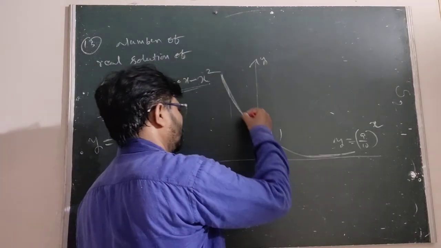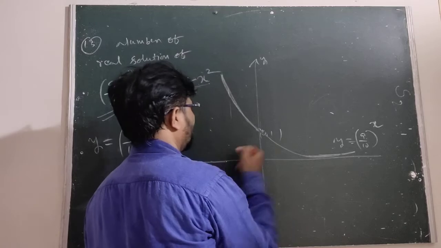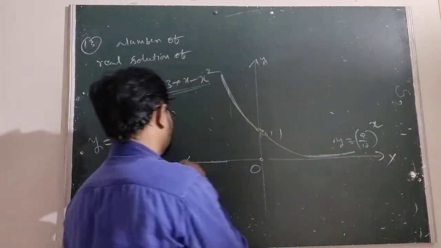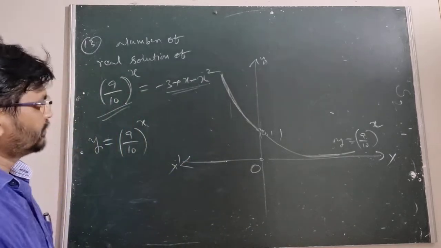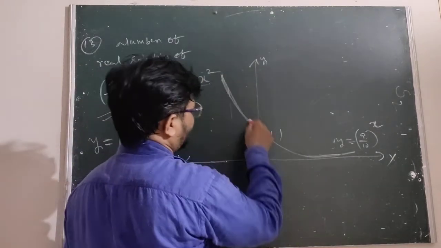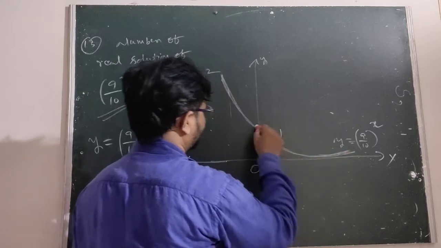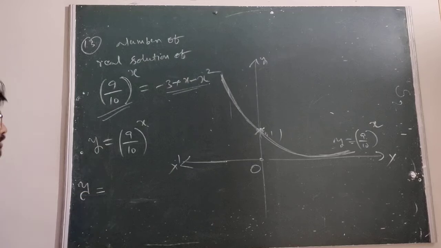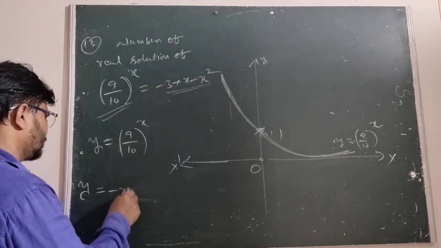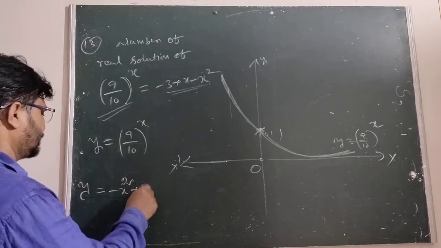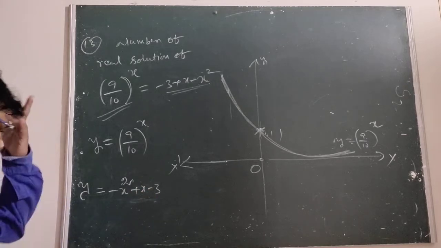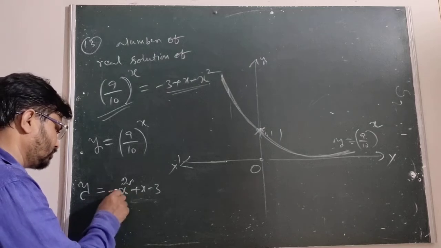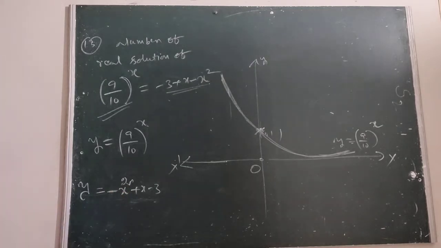This is always positive. It always lies above the x-axis. The curve y = (9/10)^x lies above the x-axis. Now another curve is y = -x² + x - 3. You know that the x² coefficient is -1. Undoubtedly it is a downward parabola.